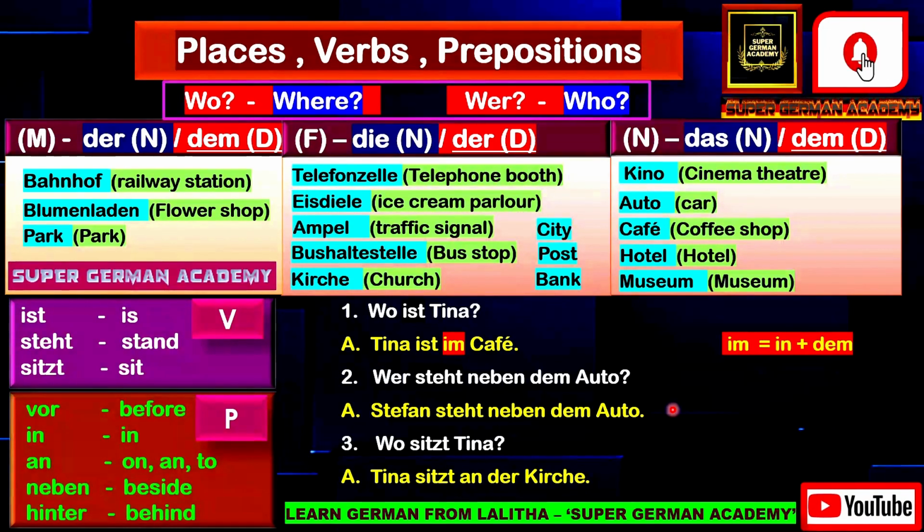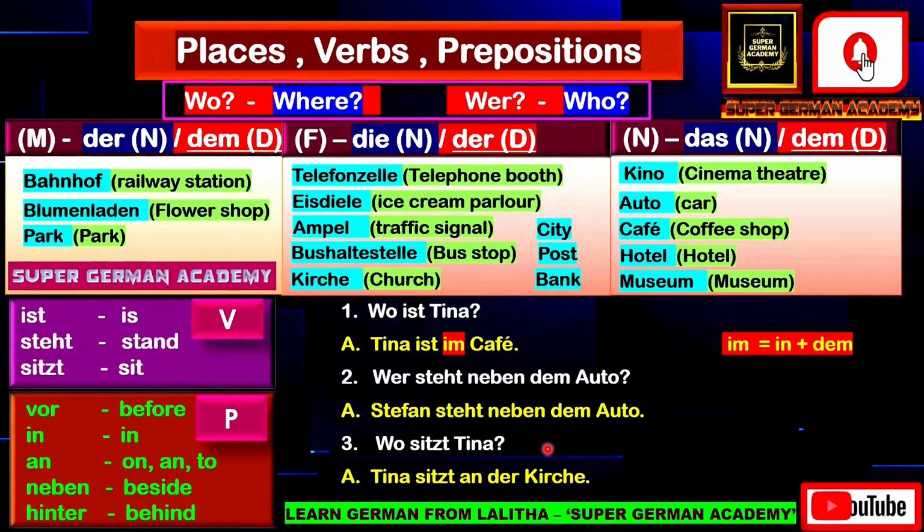So, who is standing next to the car? Stefan steht neben dem Auto. It is, Stefan is standing next to the car. Here, Auto is a neuter noun. That is why dem is used. Stefan steht neben dem Auto means Stefan is standing next to the car.